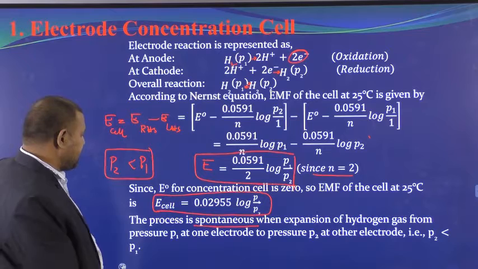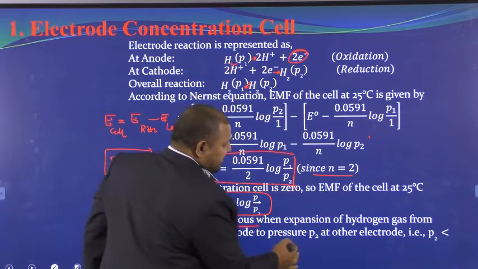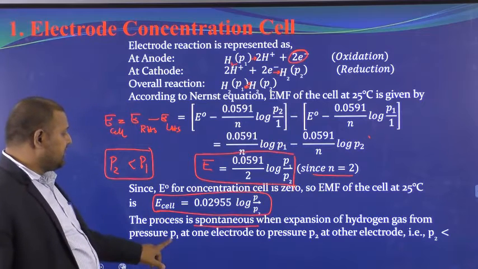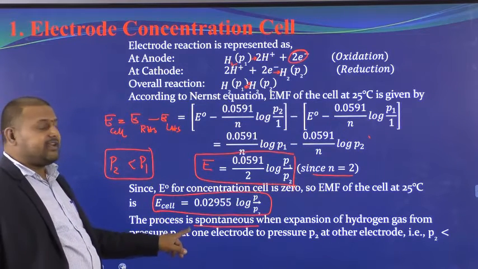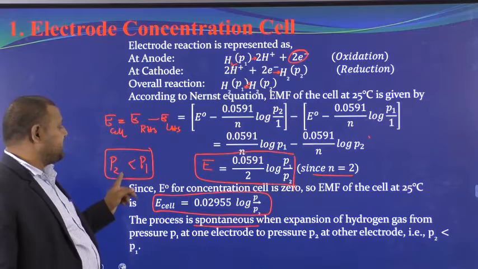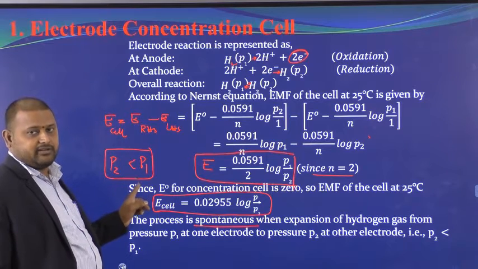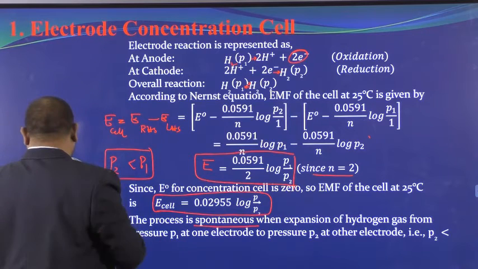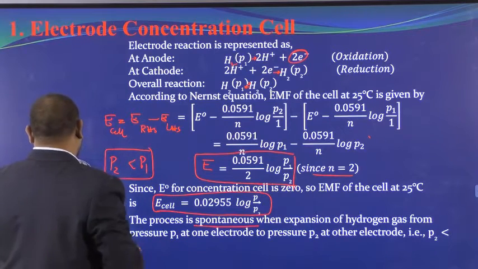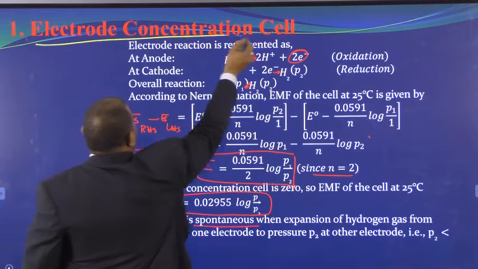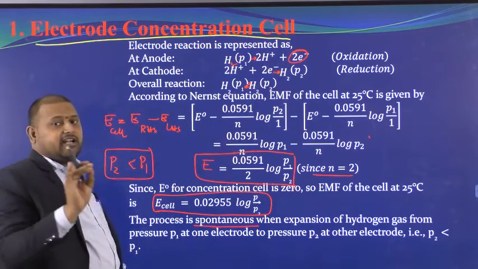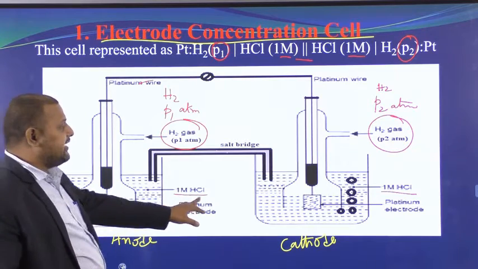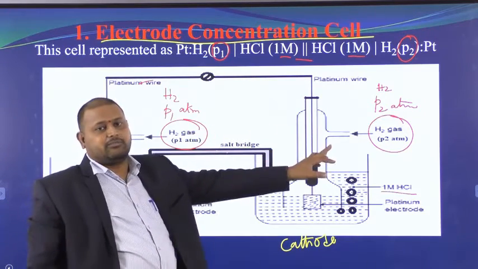So this is the condition I have written here. Clear? For a spontaneous reaction, the condition required is P2 less than P1. This is called an electrode concentration cell. You should remember the importance of this point. Electrode concentration cell. We are changing the electrode. We did not change HCl. We have changed only the electrode pressure.